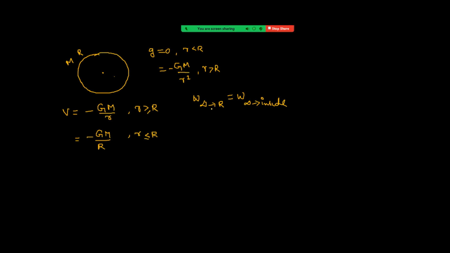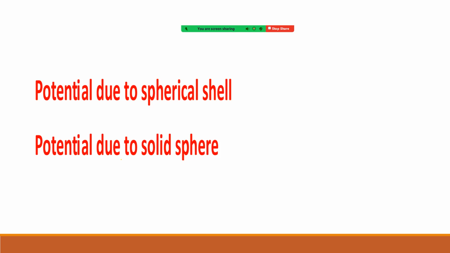So see the point carefully. From infinity up to surface, how much work is done? Same work is done from infinity up to any point inside, because from surface to inside, no work is done. That's why it is minus GM by R. This is due to spherical shell, right? Now next one is due to solid sphere. See how to calculate for this.